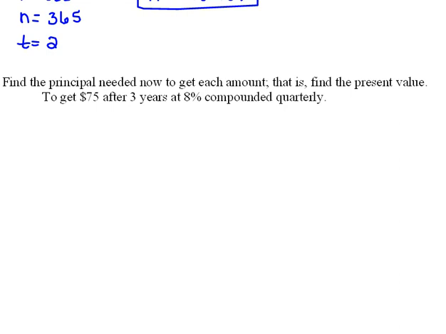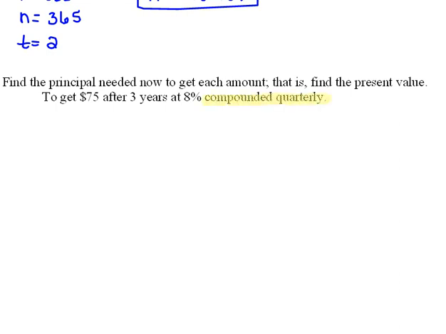Now here, especially if you're using MyMathLab, or if you're really looking back at some of your textbook material, they're going to give you a different formula for present value. I'm not real crazy about that. For me, what I like to do is just keep it simple. We're supposed to get $75 after 3 years at 8% compounded quarterly.